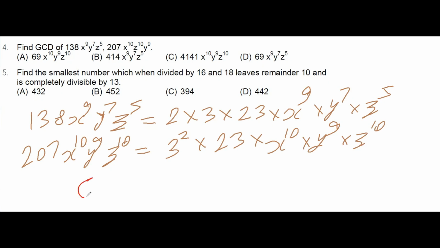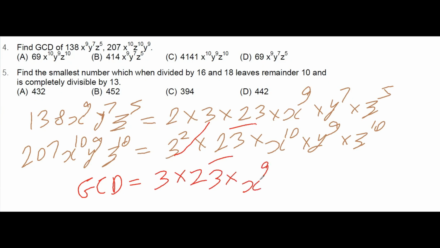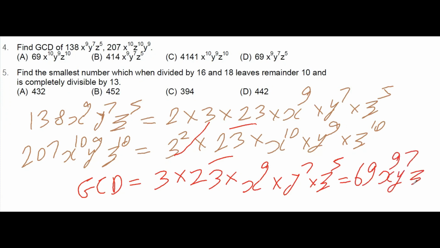So I need to find GCD. Okay, so what is common here? Here 3 is common. So I will take 3 here. Here 23 is common. So I will write 23. Here x to the power of 9 is common. And here y to the power of 7 will be common. Here z to the power of 5 will be common. So 23 into 3 will be 69. Answer is 69 x to the power of 9, y to the power of 7, and z to the power of 5. This is the answer of question number 4.